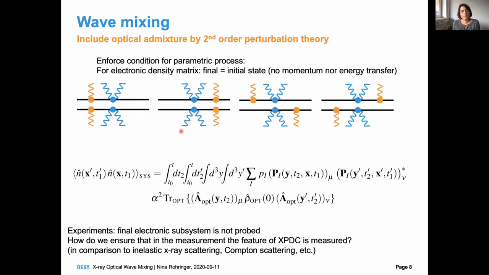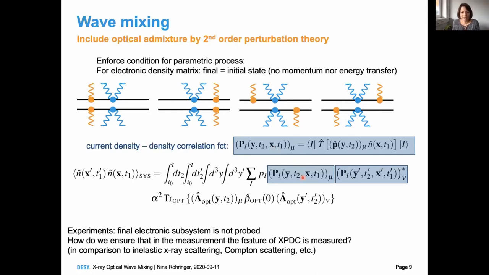So in parametric processes, only those double sided Feynman diagrams of the density matrix contribute that are symmetric on both legs. So by considering all of these different Feynman diagrams, one can calculate this dressed density-density correlation function. And due to this A to P interaction, one actually sees that one gets a new quantity. So this new quantity we call P. It's a current density-density correlator.